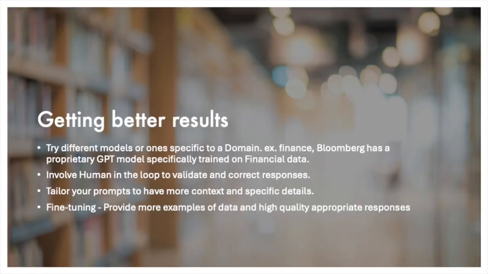There are a number of techniques to get better results. Try different models or one specific to a domain. For example in finance, Bloomberg has a proprietary GPT model specifically trained on only financial data. Involve a human in the loop to validate and correct responses. Tailor your prompts to have more context and specific details. Fine-tuning: provide more examples of data and high-quality, appropriate responses.